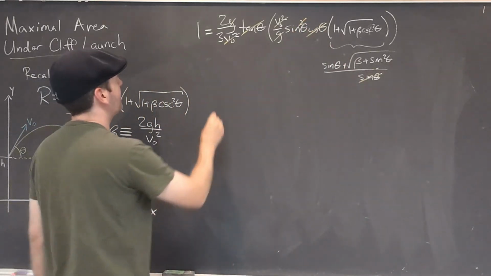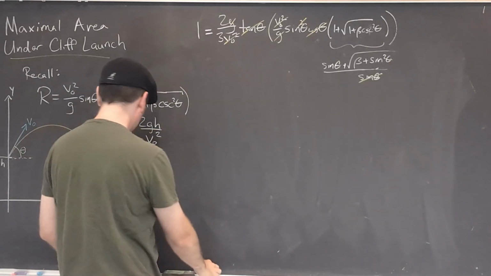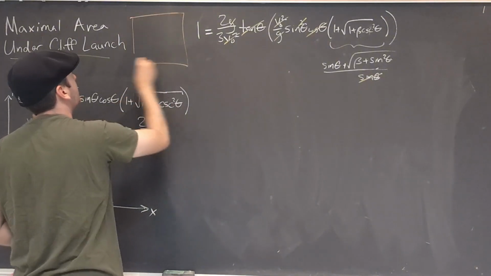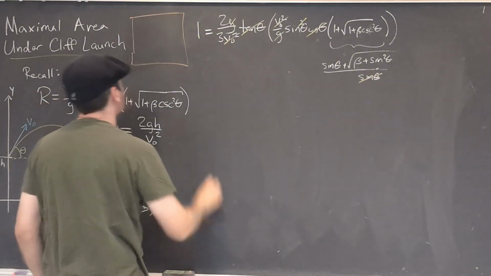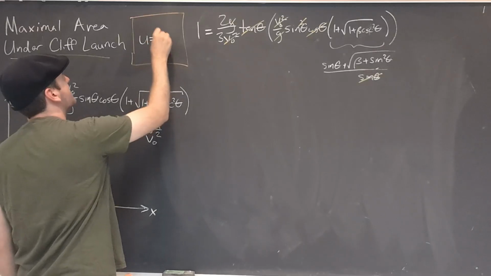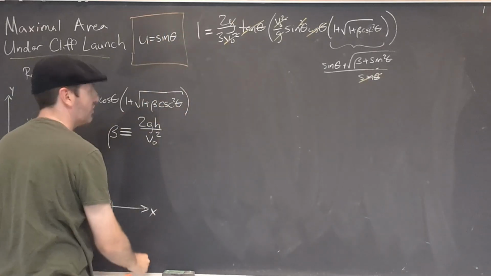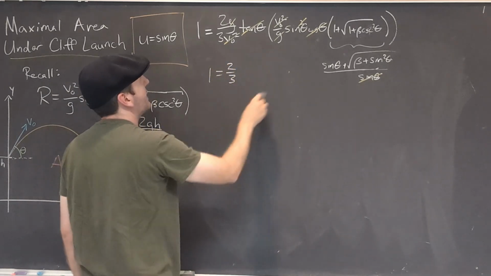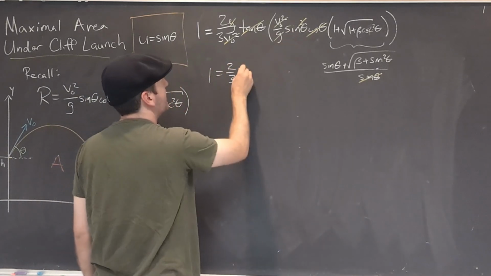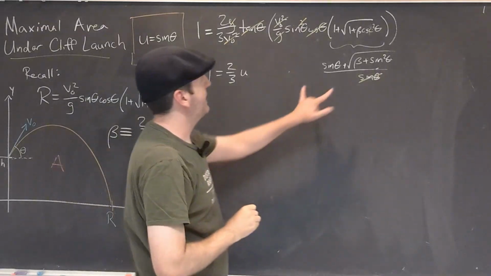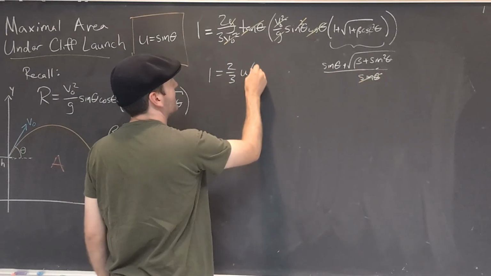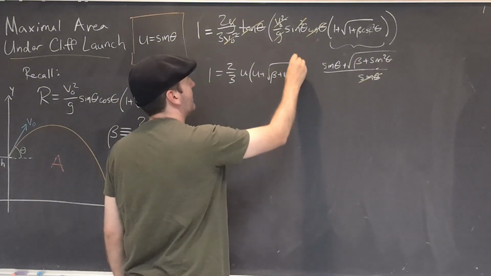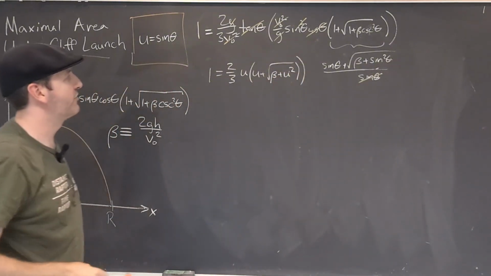So let's write a little bit of a cleaner version. And actually, while we're thinking about it, let's do one last thing, which is I'm going to make a little substitution over here. Let's just let u equal sine theta. So it looks cleaner with that. So we have 1 equals 2/3. I still have 1 sine theta here, so that's u. And then inside of the parentheses, I'll have a u plus root beta plus u squared. And again, I'm trying to solve for u here.